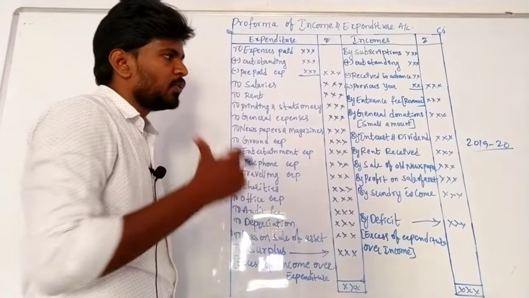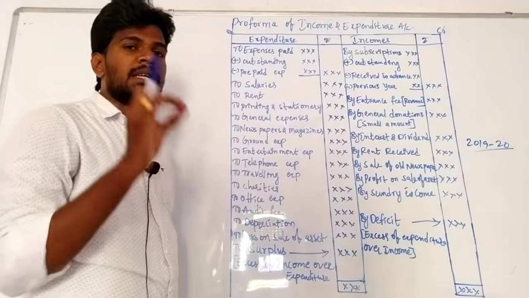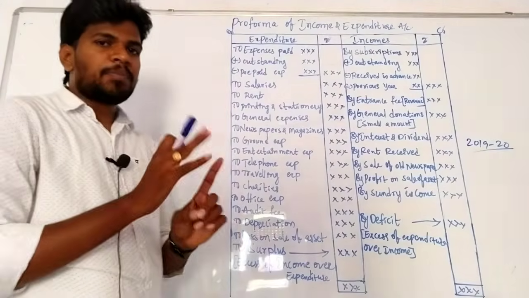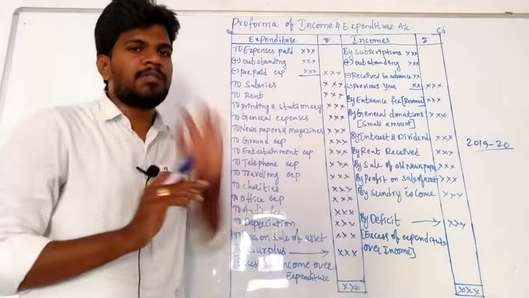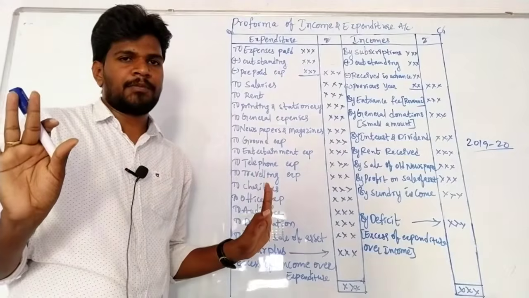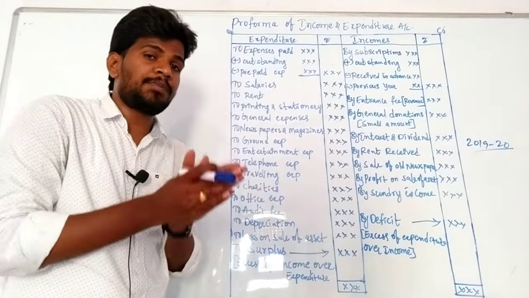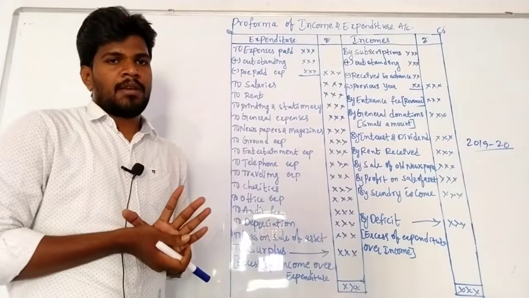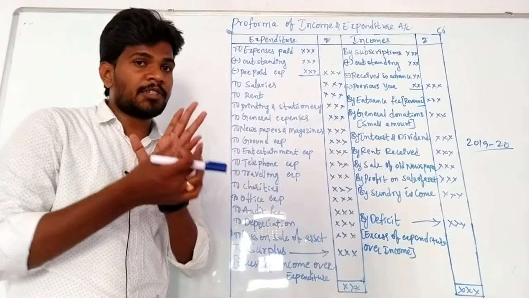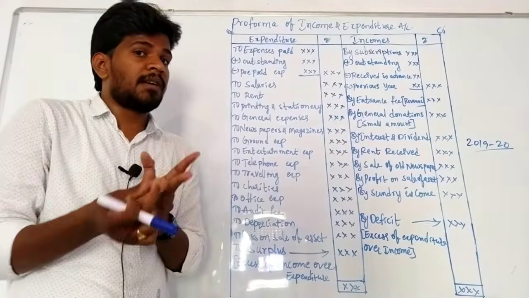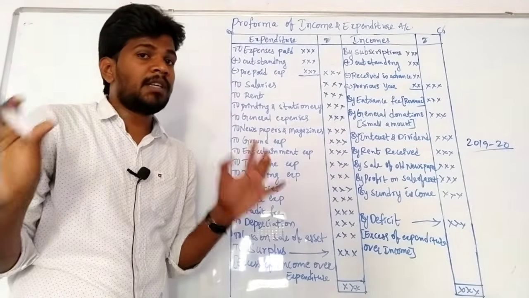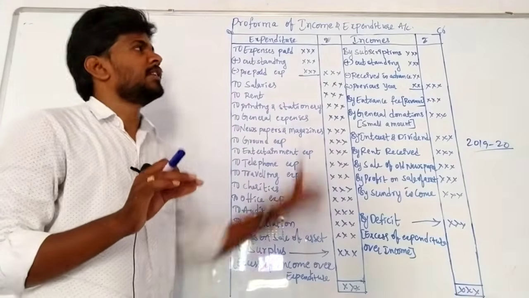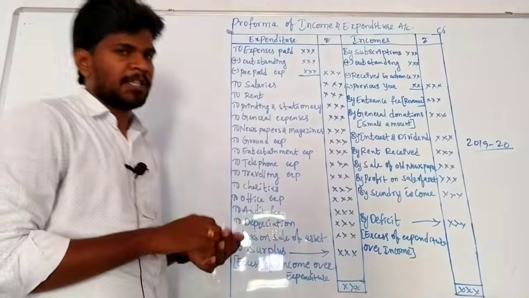Already I told you, we have to take only the current year expenditure and current year incomes. Whether it is paid or not, received or not, doesn't matter. All the expenses and incomes must be related to the current year. Whether actually paid or received doesn't matter, but current year expenses and current year incomes should be taken at the time of preparation of income and expenditure account.